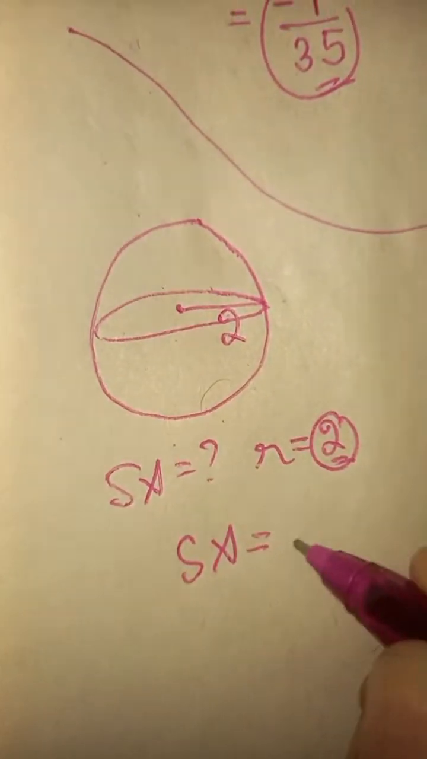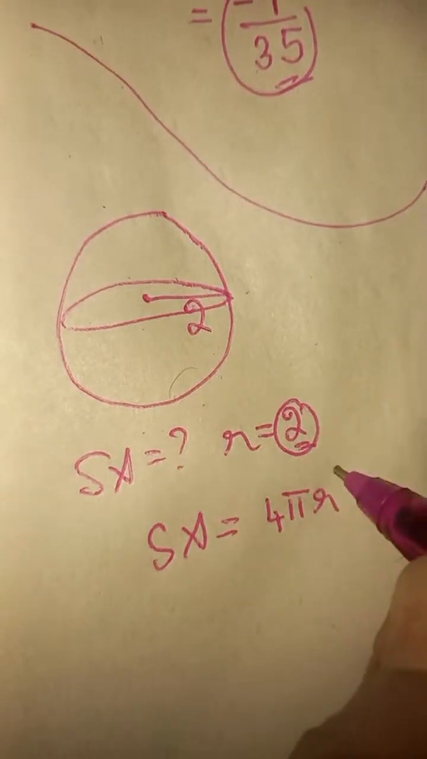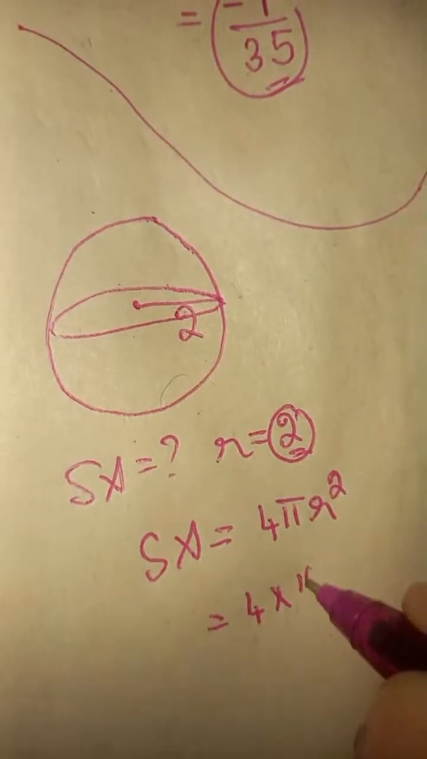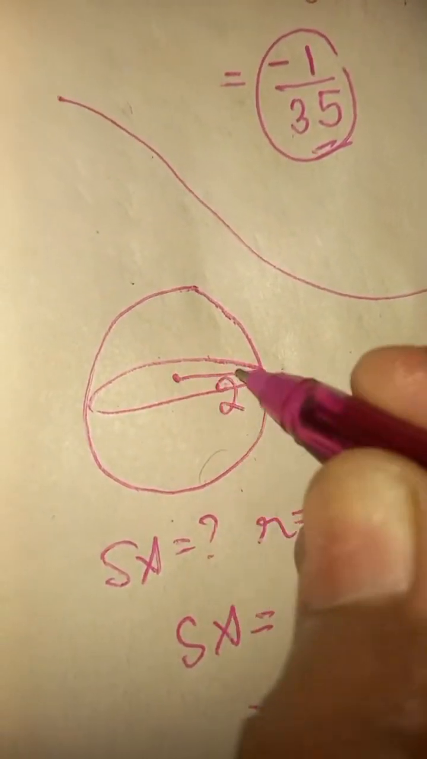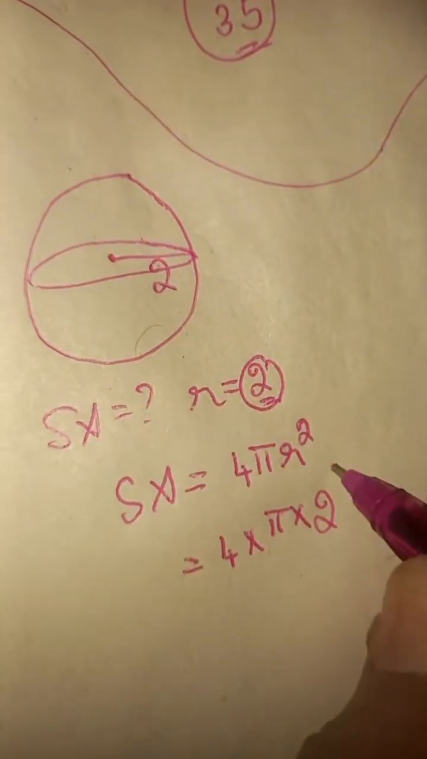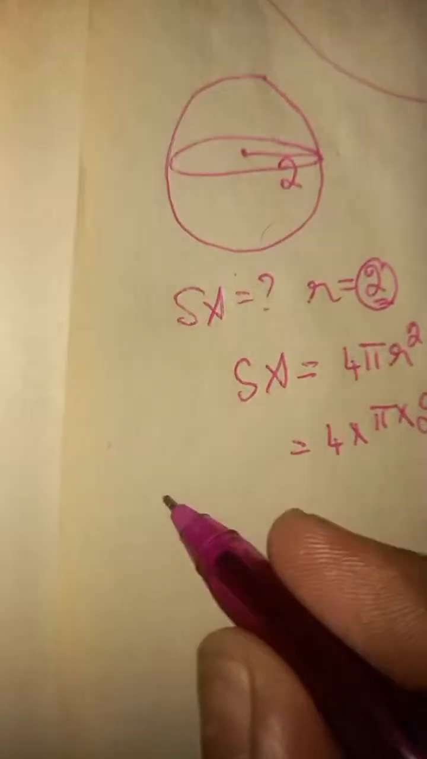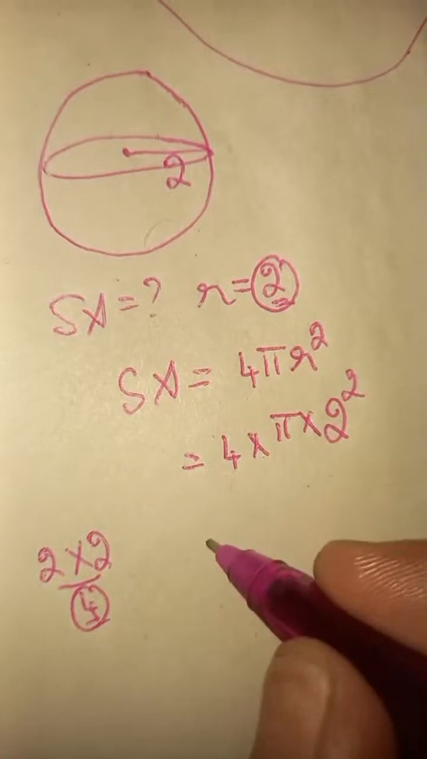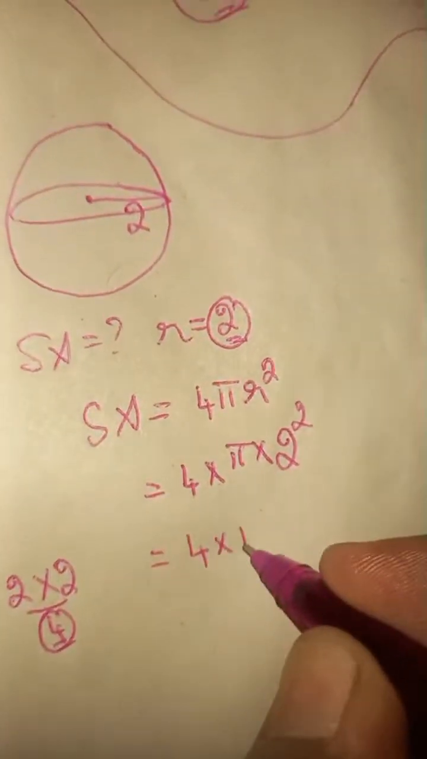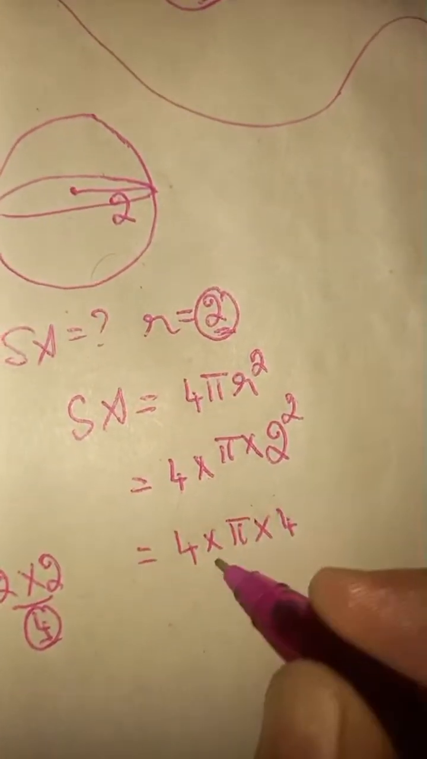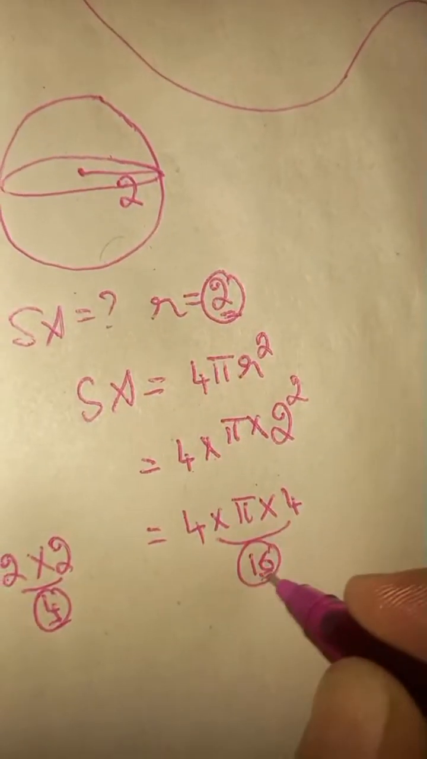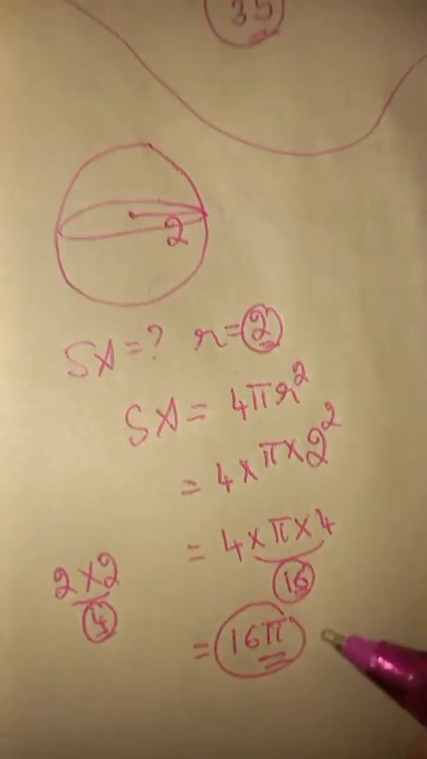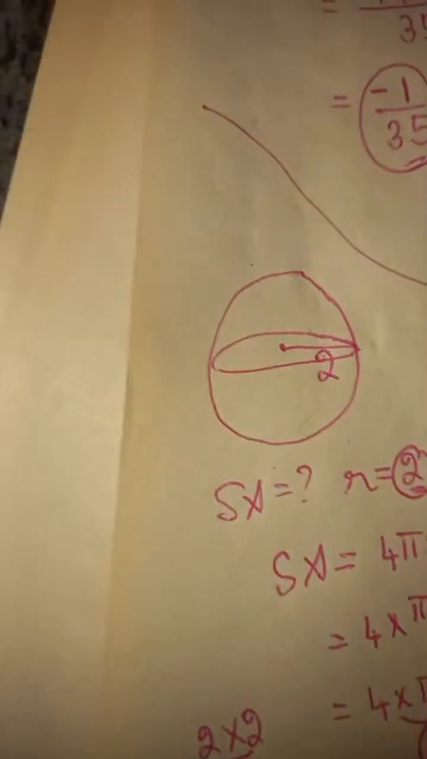Surface area is nothing but 4 pi r square. Here also it is the same thing, 4 times pi times radius. Here they have given us 2 units, so it is 2 square. 2 square means nothing but 2 times 2, which is 4. So this is equal to 4 times pi times 4. 4 times 4 is 16. So 16 pi square units is the actual surface area of this sphere.